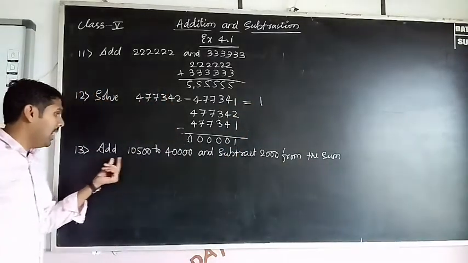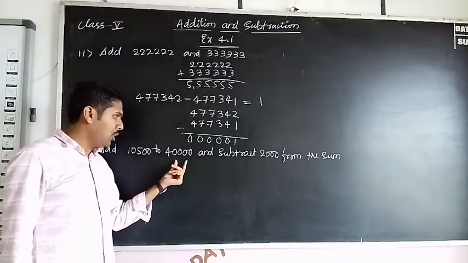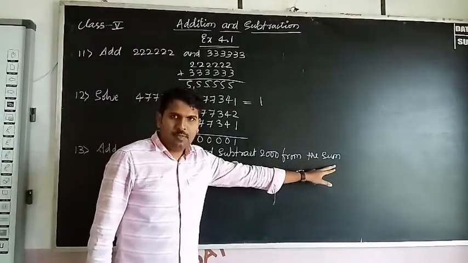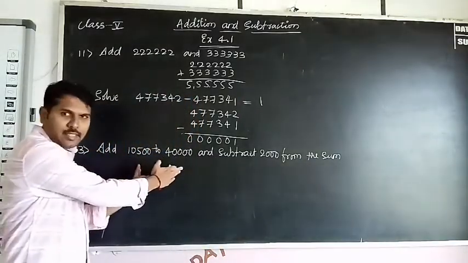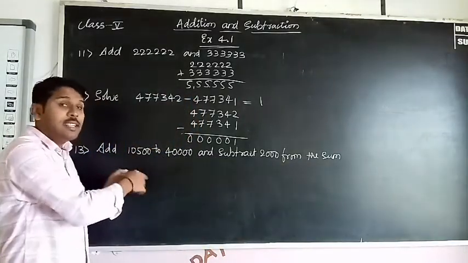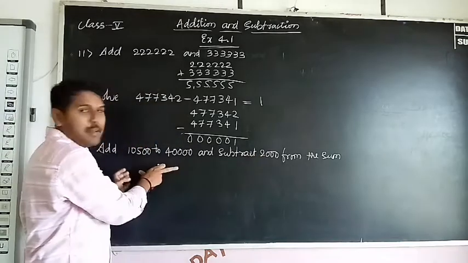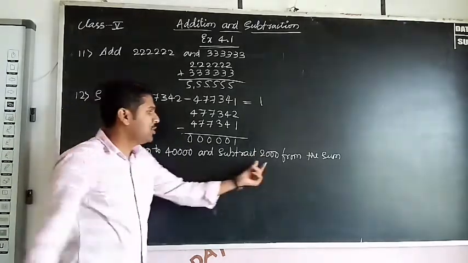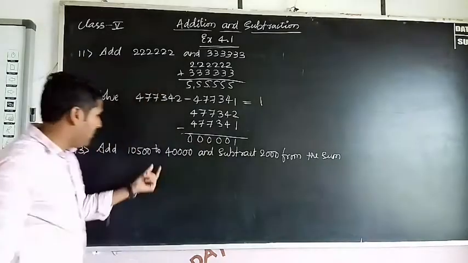So next, add 10,500 to 40,000 and subtract 2,000 from the sum. From the sum means first you have to add these two numbers. After that, subtract 2,000 from this sum. What you get the total result, total answer? In that sum, you should subtract the 2,000. So first add these two.